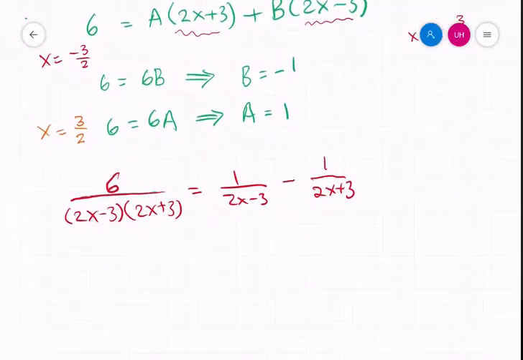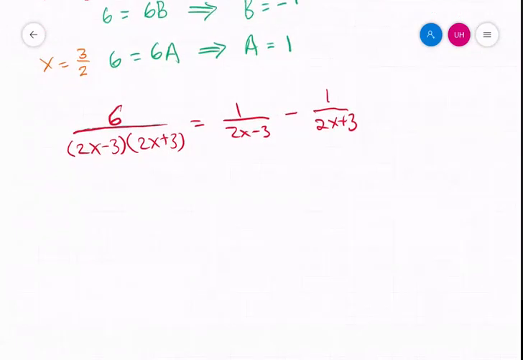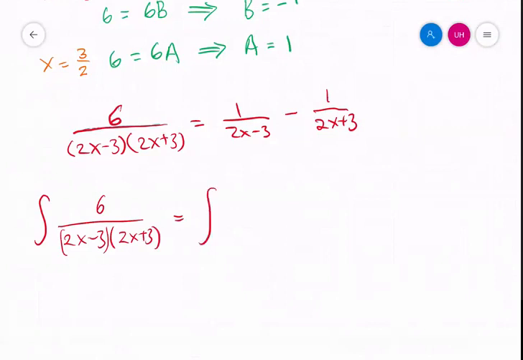So now we do the integration. The integral of this equals the integration of 1 over 2x minus 3 minus 1 over 2x plus 3. We can separate them as two integrations to make life easier for you.